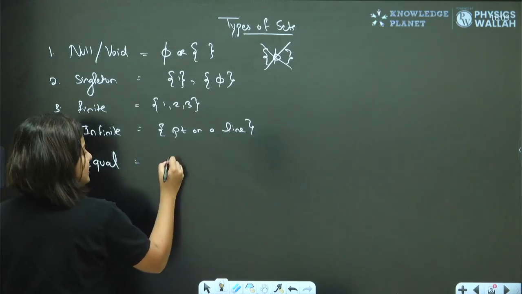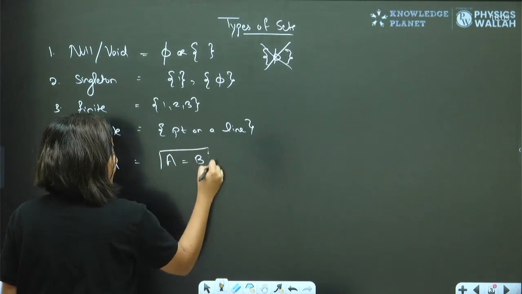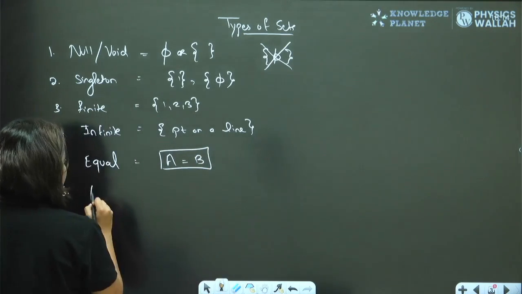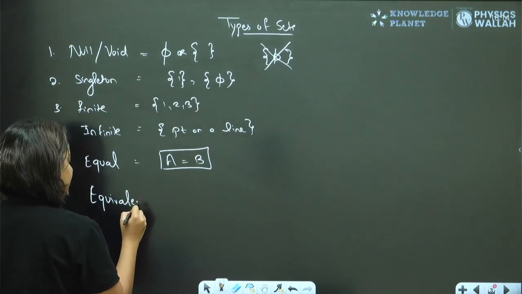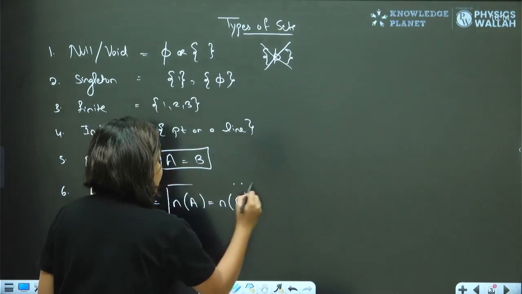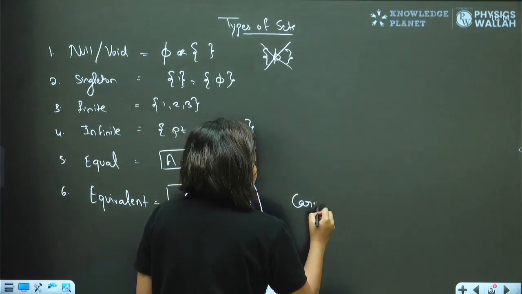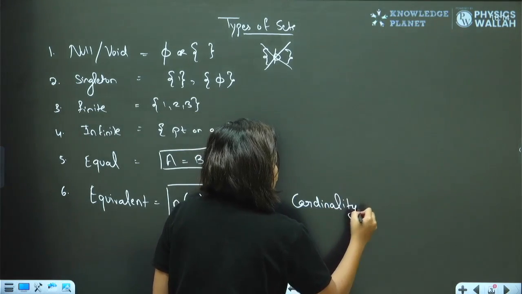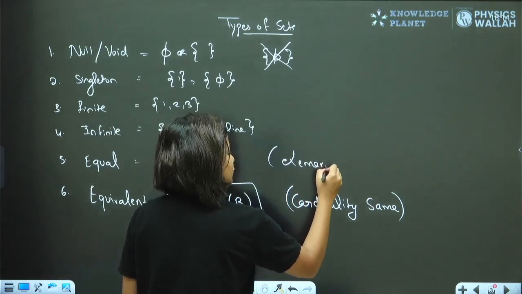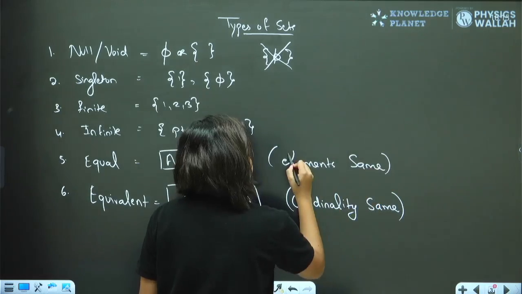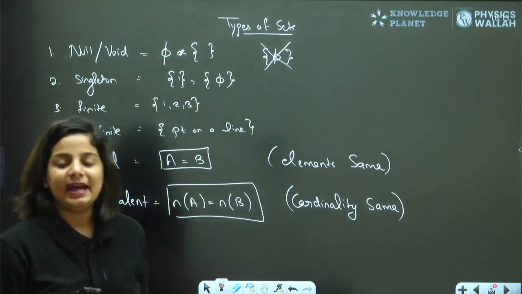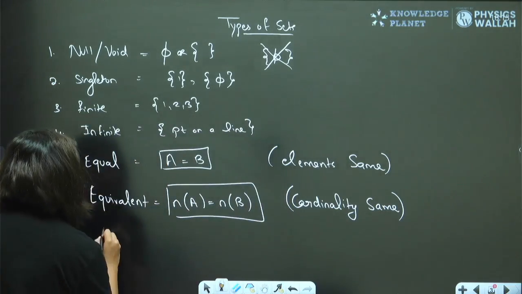The fifth type was equal sets. What do you mean by equal sets? It is represented this way: when the elements of A and the elements of B are equal. The next one is equivalent sets, which means the number of elements in A should be equal to the number of elements in B. In other words, the cardinality should be the same. Here in equal sets the elements should be the same, and in equivalent sets the cardinality should be the same. Please do not get confused between the two. The seventh and last type of set that we studied was the disjoint set.